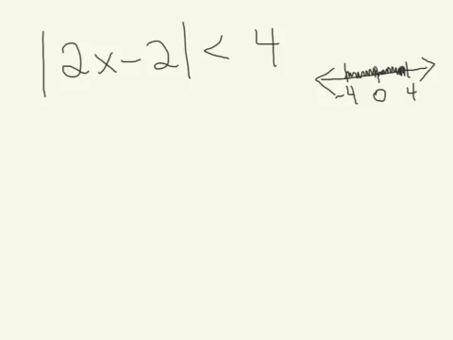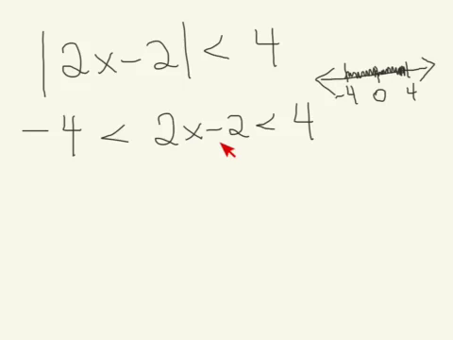So when you get a less than absolute value inequality, you want to rewrite it without absolute value bars as -4 is less than 2x minus 2, which is less than 4. That's a way of saying that this expression here is between -4 and 4, because it is the expression that represents these solutions here between -4 and 4, since they're less than 4 units away from 0.